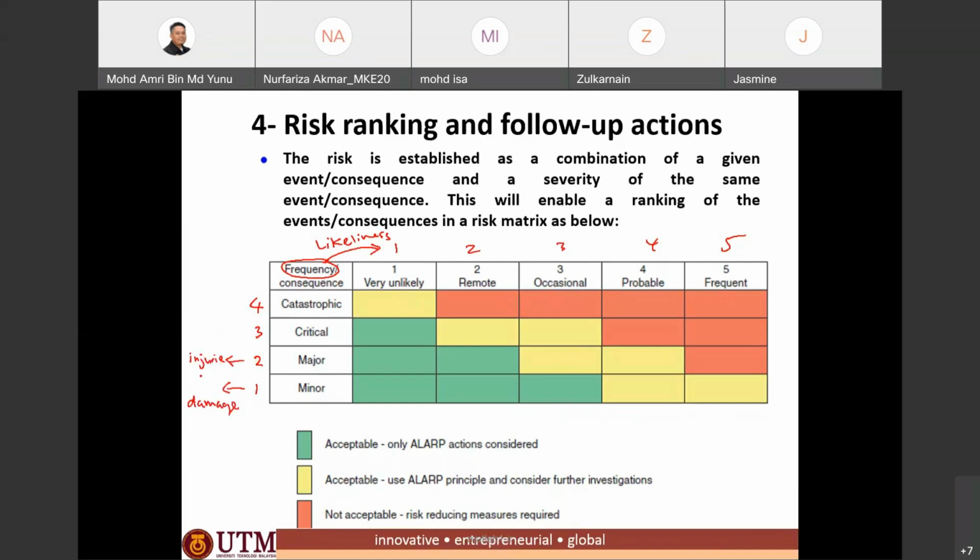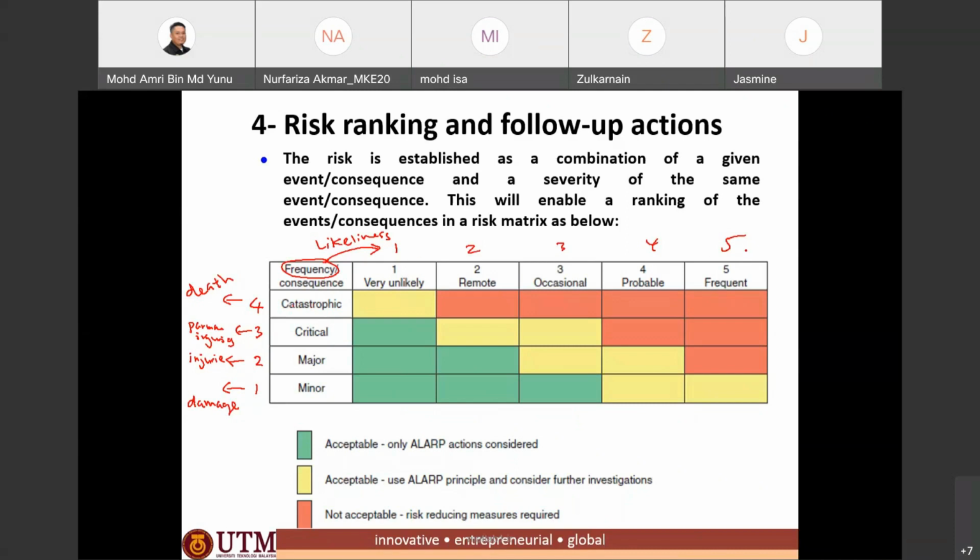Okay, that maybe can recover over the time. Okay, like critical, permanent, will cause permanent injuries. Permanent injuries like broken hand, or hearing loss. Okay, catastrophic, basically death. Oh, no, basically disaster lah, catastrophic.